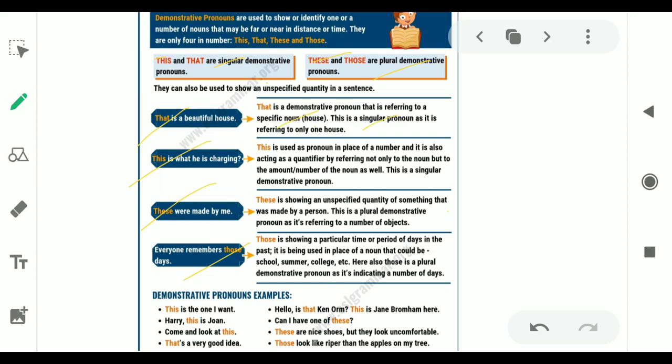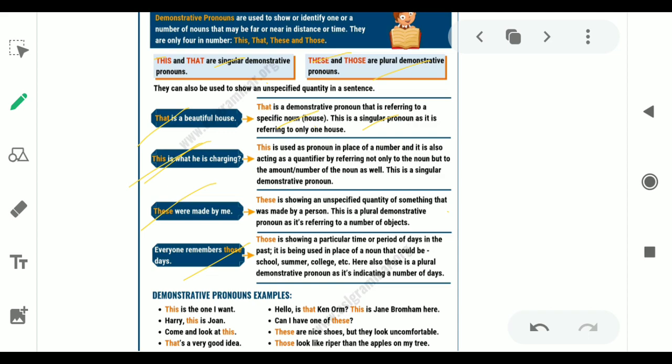as it is referring to only one house. So, "That is a beautiful house." In this sentence, "that" is a demonstrative pronoun, and it is referring to a specific house and to one house. So it is singular in number.